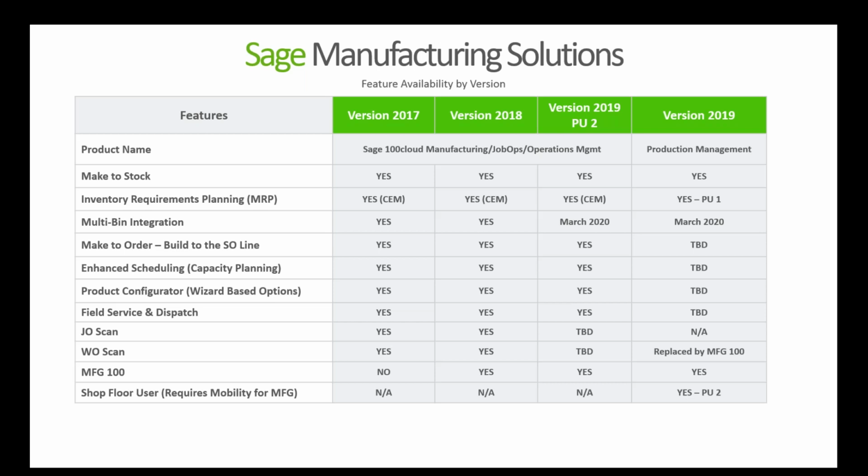Those are all of the operations management pieces, if you will. And then again, work order scan was replaced by manufacturing 100. And the shop floor user was available and released at PU2. Shop floor user is not available for operations management. Shop floor user is only for production management. However, the mobility for manufacturing module is required for either production management or operations management if you have manufacturing 100. So that module is mislabeled on the Sage price sheet. It looks like it's only a production management module. That's not correct. It is a module for both of those solutions.